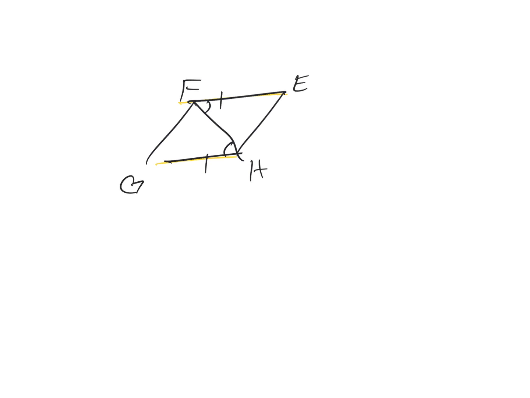Next picture. Same thing. Oops, let's do black. I can't see on the screen there. And this one, and this one. So F, E, G, and H. So everybody decide if there's enough for side, angle, side, and write it down.